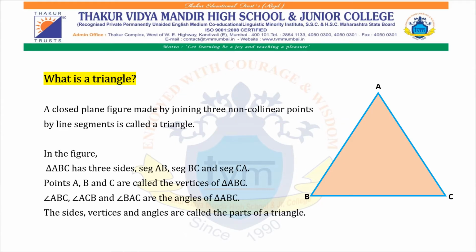What is a triangle? A closed plane figure made by joining three non-collinear points by line segments is called a triangle. In the figure alongside, triangle ABC has three sides, seg AB, seg BC, and seg CA. Points A, B, and C are called the vertices of triangle ABC. Angle ABC, angle ACB, and angle BAC are the angles of the triangle ABC. The sides, vertices, and angles are called the parts of a triangle.